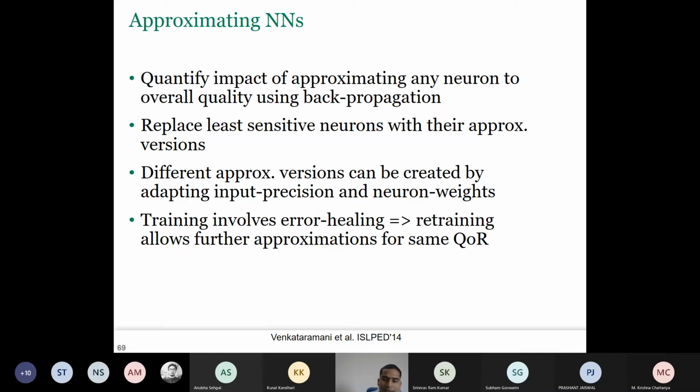For example, you first have a trained network, then you do approximation, then accuracy will come down, and then we can do retraining, so the accuracy will be recovered. In this way, we can maintain good accuracy.